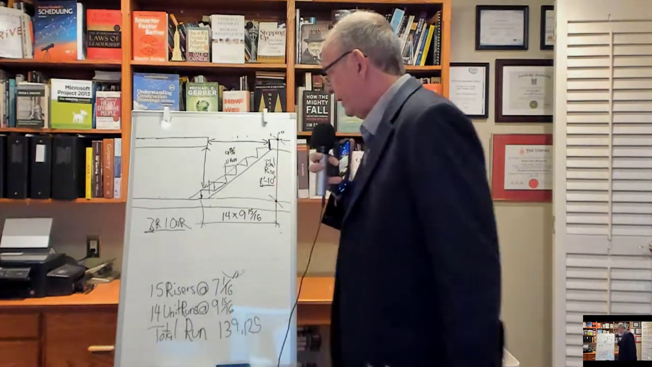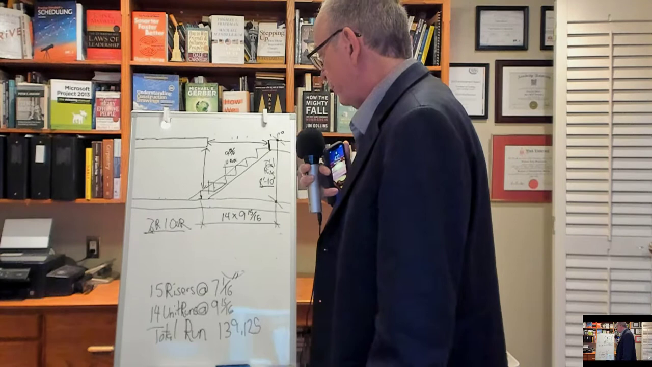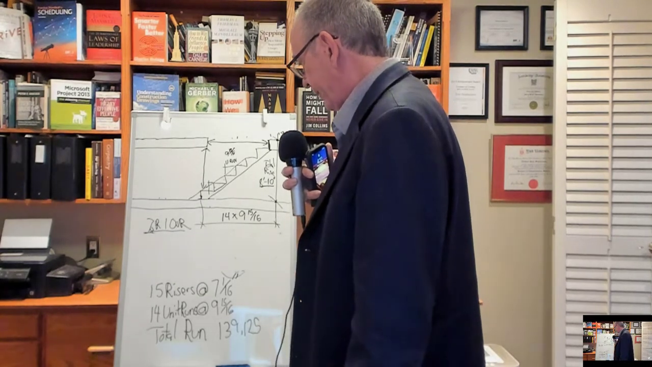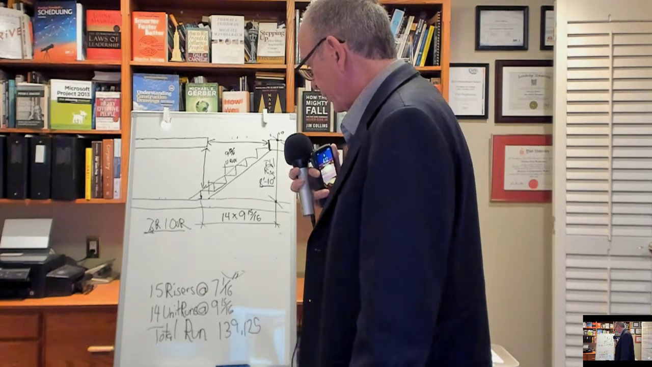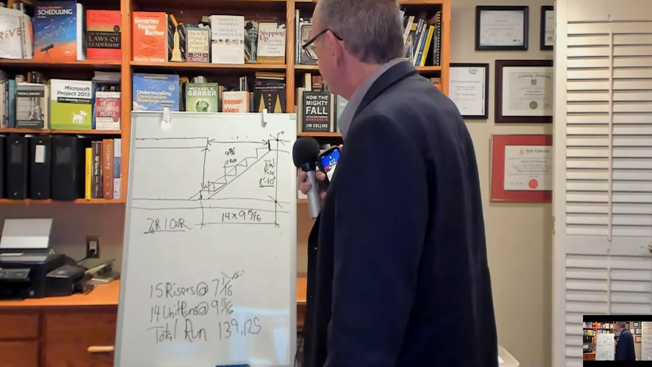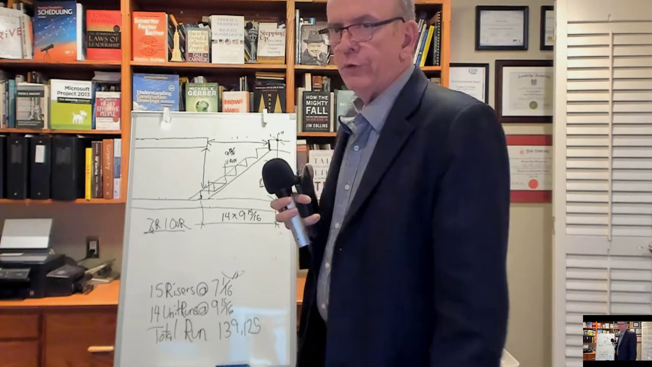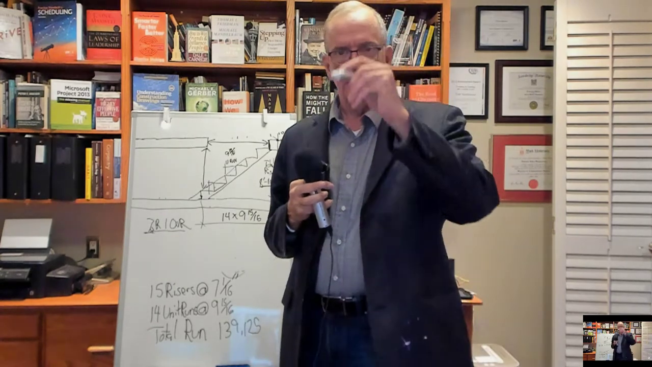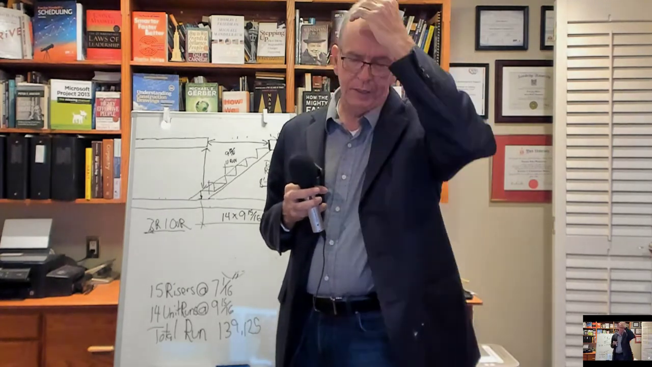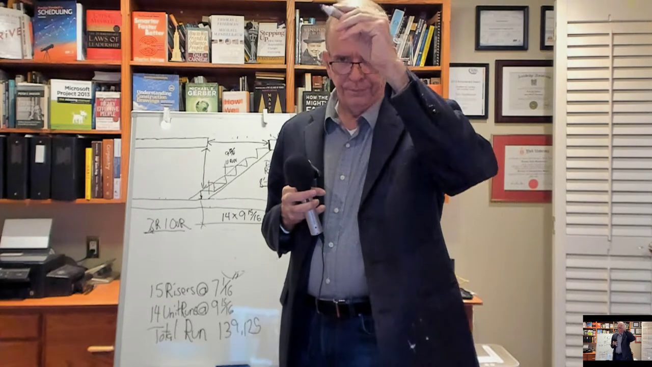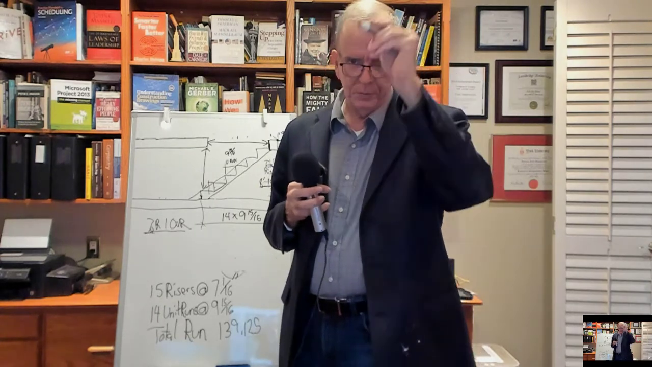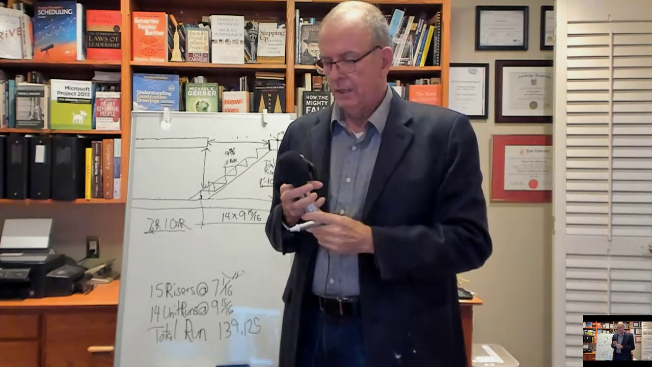Okay, so I got 15 risers at 7 1/16 and 14 unit runs at 9 15/16. Total run, 139.125. So the way that I usually do this, there's a formula in the textbook. I've got a section that shows the different formulas. You can just plug stuff in.